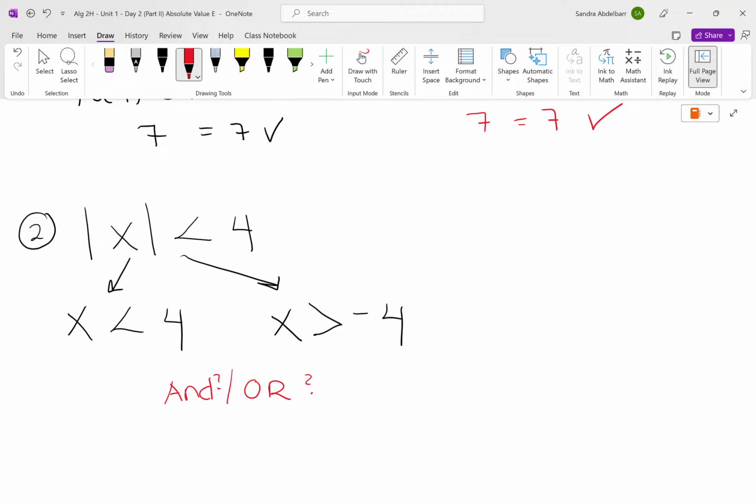Well, you tell me, will it always fit this one? No, it won't always fit this one. Will it even always fit this one? No. So it's definitely not an or. So what does that mean? It has to be and. So it has to be less than 4 and it has to be greater than -4.